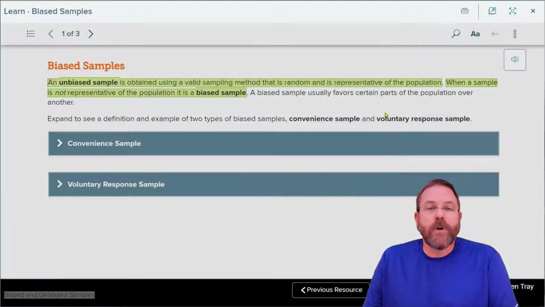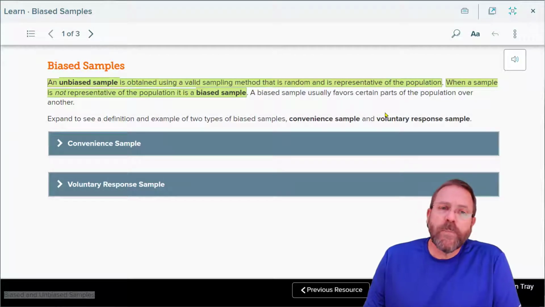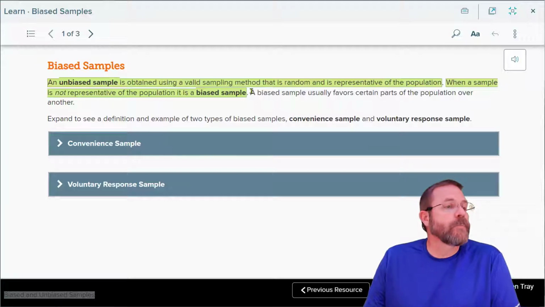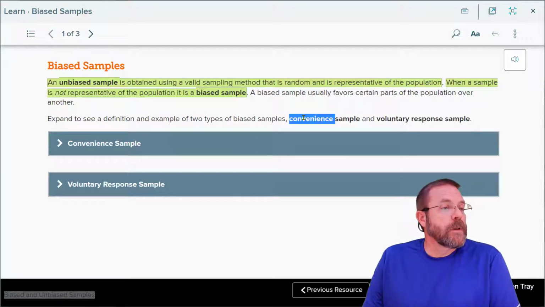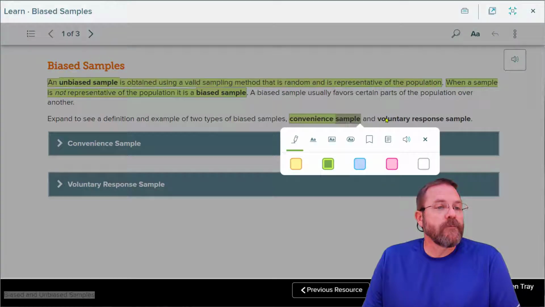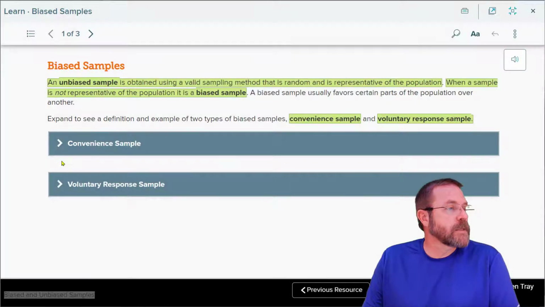For example, if you only sampled the girls about what they thought about football, that would be pretty biased. But if you only sampled the football players about what they thought about football, that'd be pretty biased as well. A biased sample usually favors certain parts of the population over others. Expand to see the difference between biased convenience samples, which we're going to have right here, and we're also going to be looking at voluntary response samples, which are two of our different biased samples.